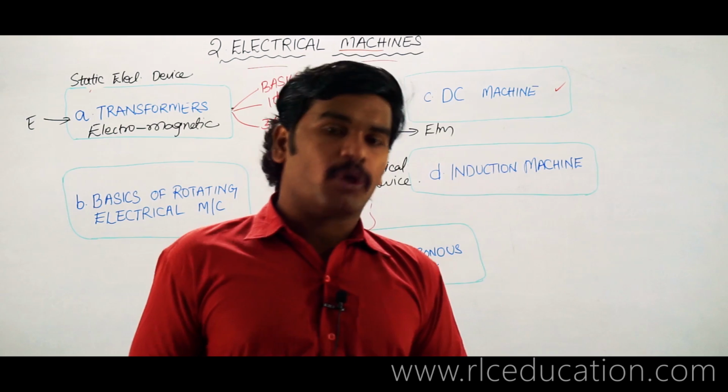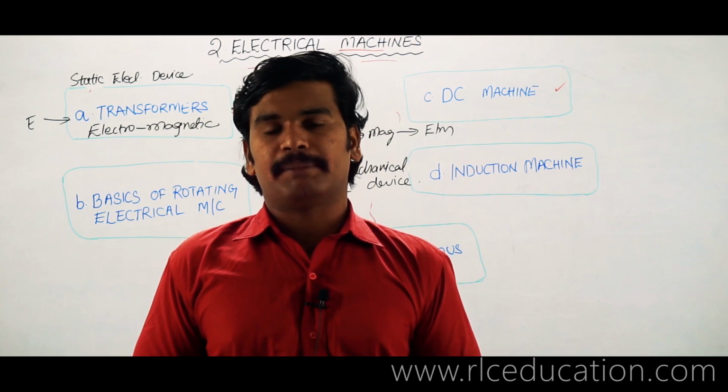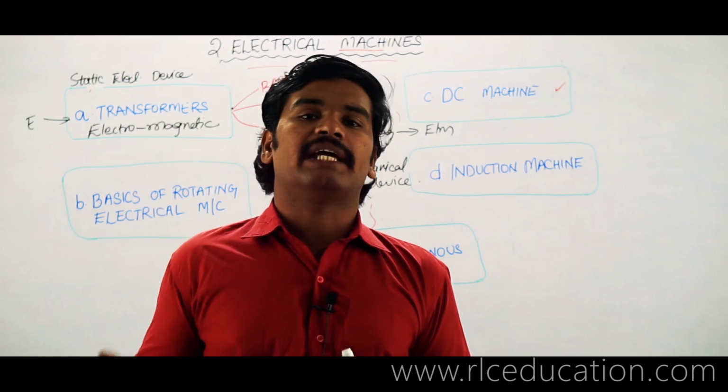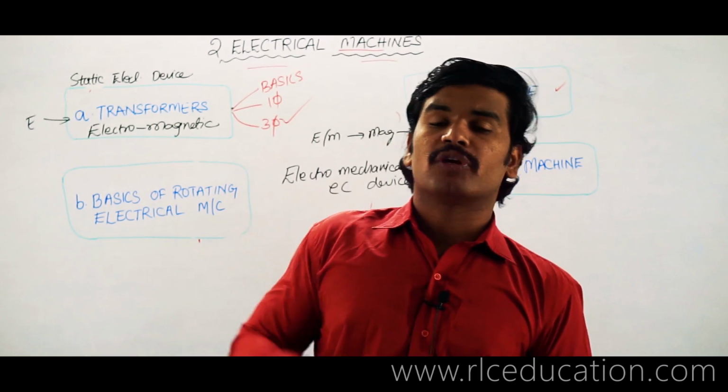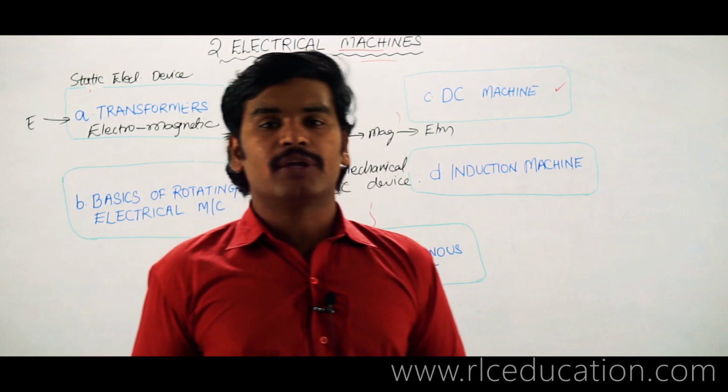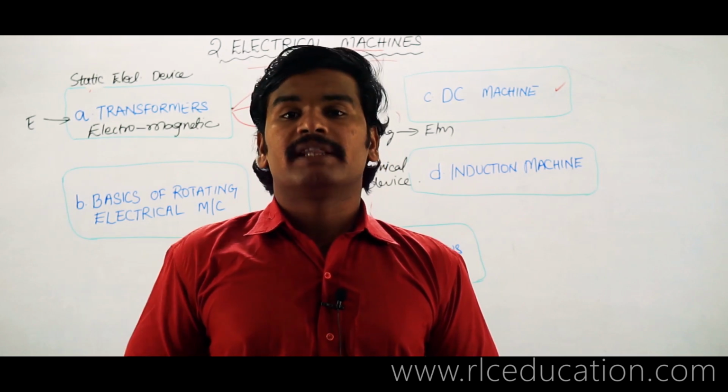system. AC means how many phases? Basically three phase. The majority of the power lines, AC lines, are of three phase, and hence the transformers are also of three phase type. So it is very much important in a practical scenario to understand very well about three phase transformers.